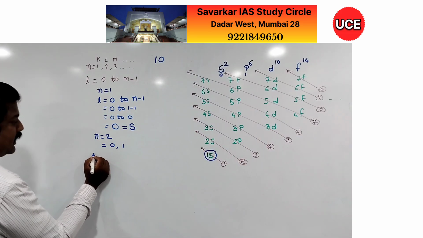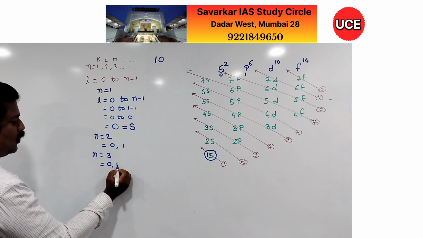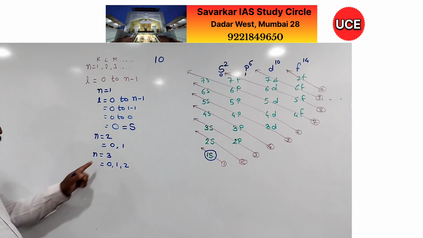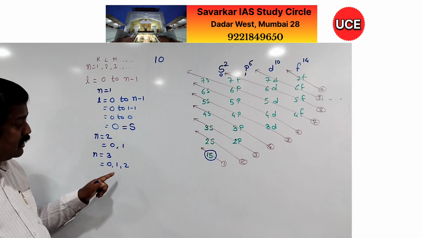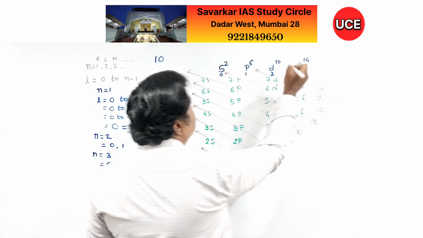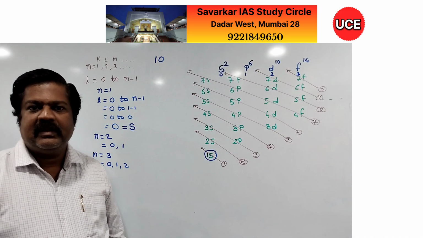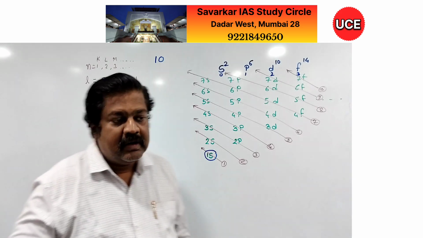Let us consider n equal to 3. The value will be 0, 1, 2. Why 2? n minus 1. So 3 minus 1 is 2. So 2 means d, and 3 is f. The rest of the things may be there, but we don't want to write them because electrons are not there.